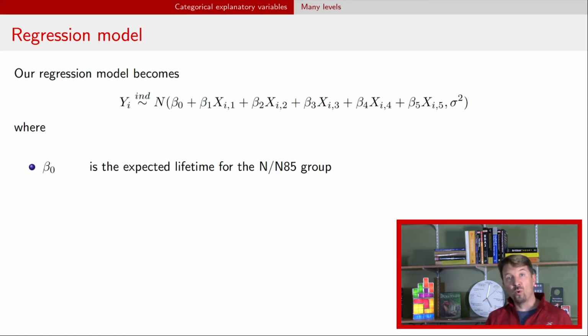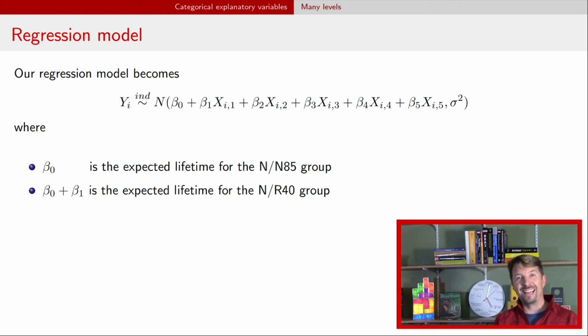Now, like before, we can think about situations when the x's are 1, but under the way that we constructed the x's, only one of them can be 1 at any given time. And so if we imagine that x_i1 is 1, then that only occurs when the diet is NR40. If you go back to the previous page, you will see that that only occurs under NR40. So therefore, beta naught plus beta 1 is the expected lifetime for that group that is on that diet.